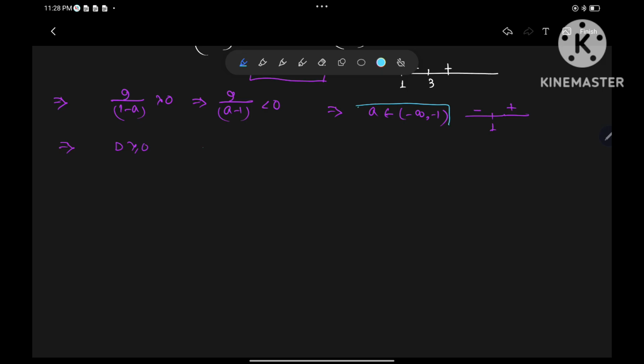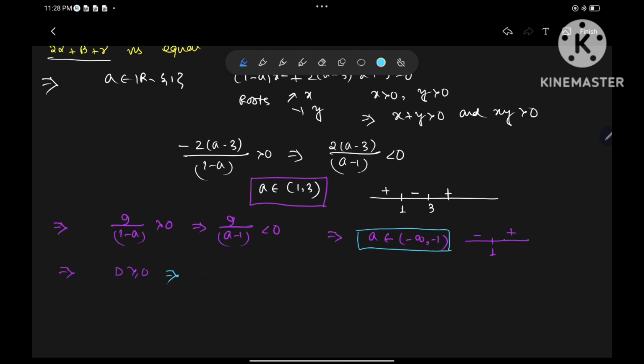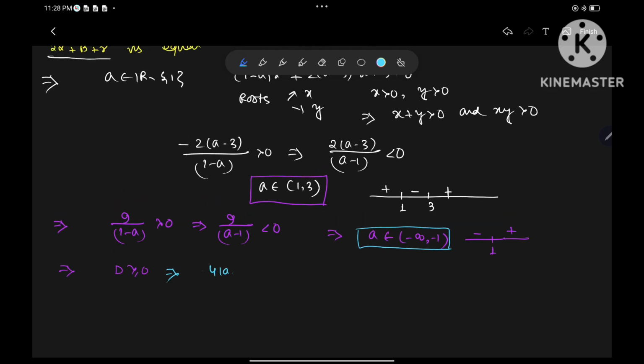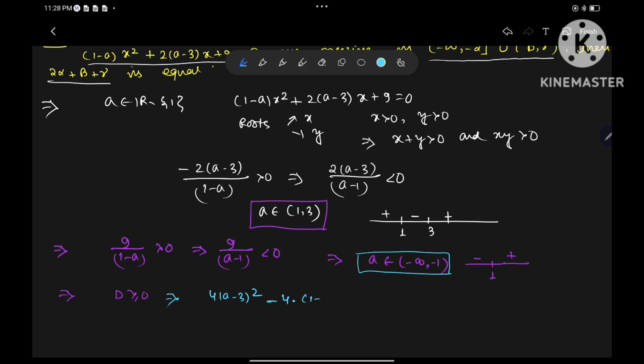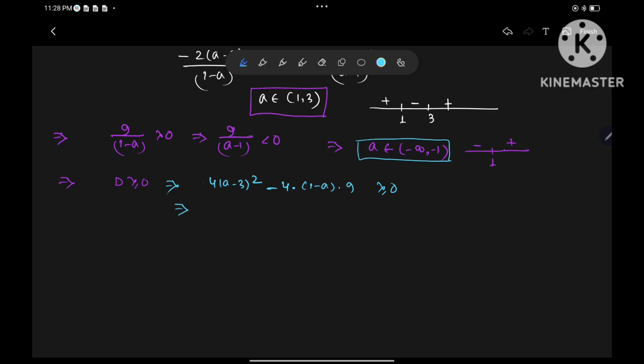So this is another range of a: D greater than or equal to 0. So D means b square minus 4ac. So 4 into (a minus 3) whole square minus 4 into (1 minus a) into 9 is greater than or equal to 0. So this implies 4 you take common, and it will go to the right side, then it will give 0, that is a square minus 6a plus 9, minus of 9 plus 9, is greater than or equal to 0.